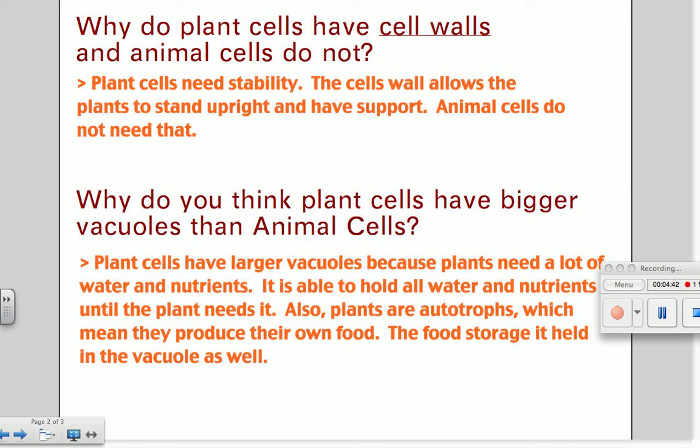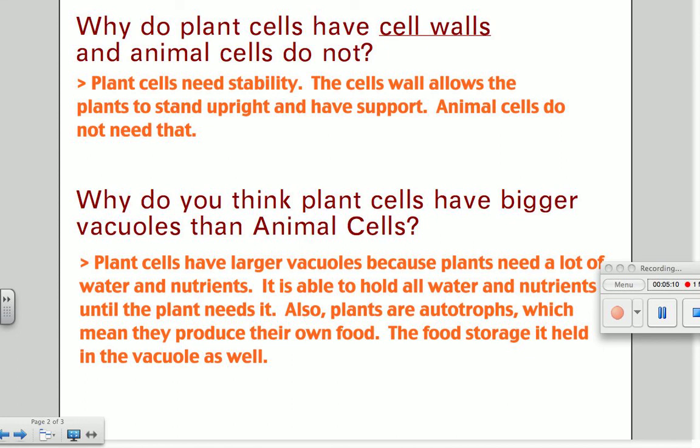And the next question here, why do you think plant cells have bigger, I'm sorry, Megan. I kind of answered the first question with the second question. Let me go back to the first question up here. Why do plant cells have cell walls and animal cells do not? It's because they need that stability, and the cell wall allows plants to stand upright and to have support.